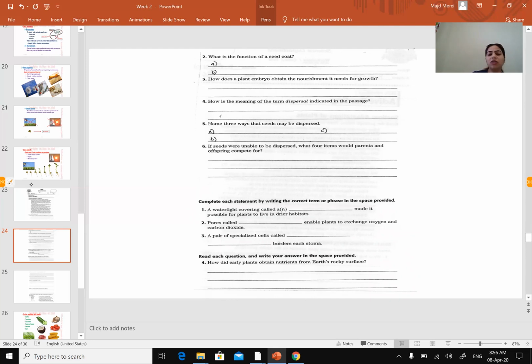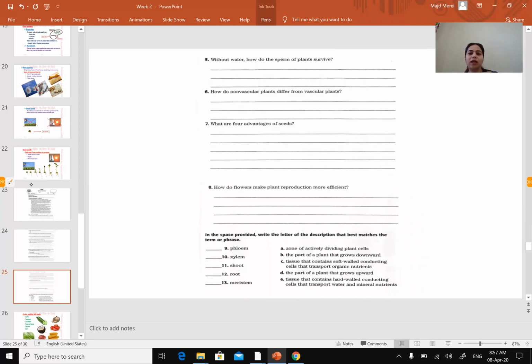How did early plants obtain nutrients from Earth's rocky surface? You can refer to your textbook, page 504. There is one paragraph about this question, about fungi, one symbiotic relationship. So read that paragraph and answer the question. This one I will leave it for you as homework. You can do it at home.